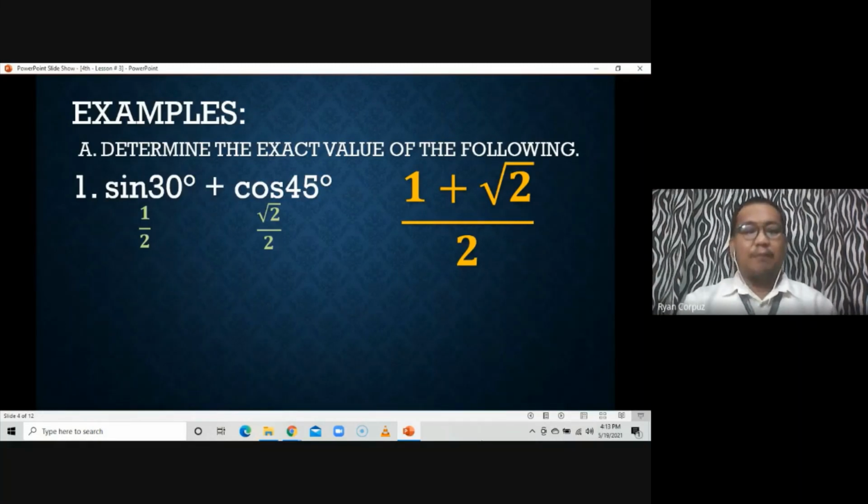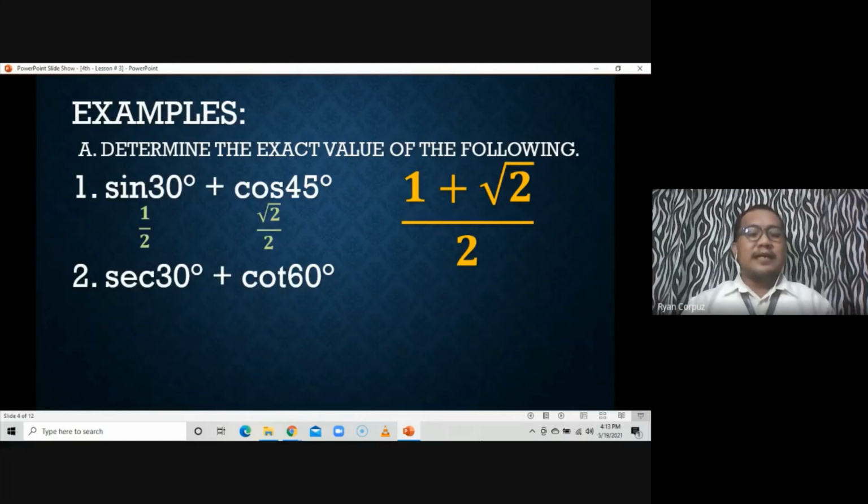So let's have another example. Let's have number 2. Secant 30 degrees plus cotangent 60 degrees. Ano ba yung secant 30 degrees? So, looking at it on the table, punta ka sa secant, tapos hanapin mo 30 degrees, yung katapat niyang value, ayun yung value ng secant 30 degrees, and that will be equal to 2 square root of 3 over 3. Plus cotangent 60 degrees. Para naman cotangent 60 degrees, punta ka sa table, tingnan mo yung cotangent, tapos tingnan mo yung 60 degrees. Yung magkatapat na yun yung value ng cotangent 60 degrees, and that would be equal to square root of 3 over 3.